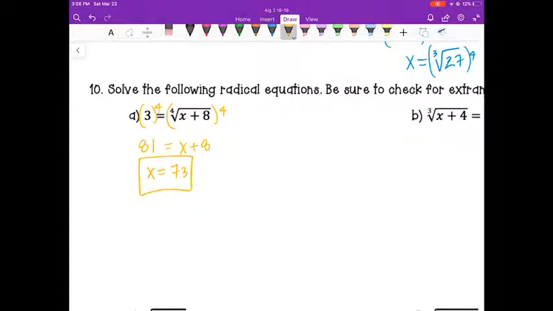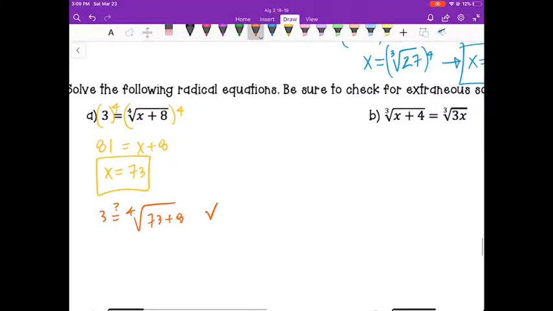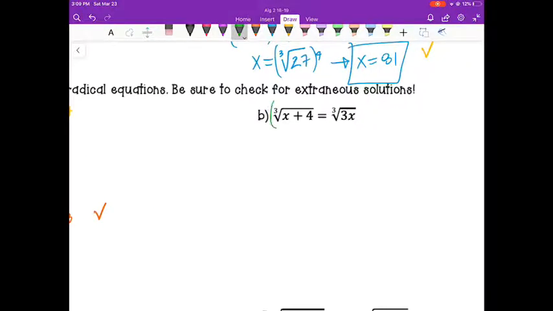I plug it back in to make sure I don't have any extraneous solutions. Does 3 in fact equal the 4th root of 73 plus 8? Well, 73 plus 8 is 81, so yep, 4th root of 81 is 3. No extraneous solutions. In example B, I have 2 cubed roots. So I'm going to take both sides to the 3rd power, and sure enough, it cancels on both sides, which is great. X plus 4 equals 3x then.